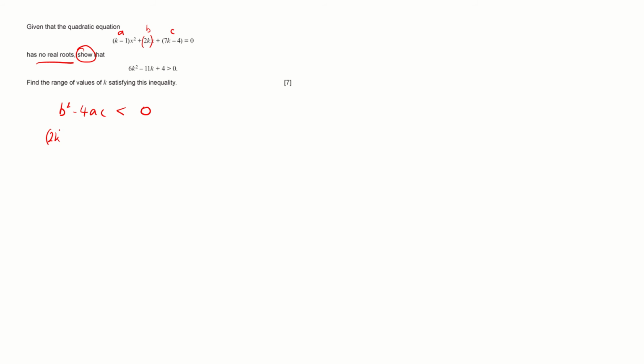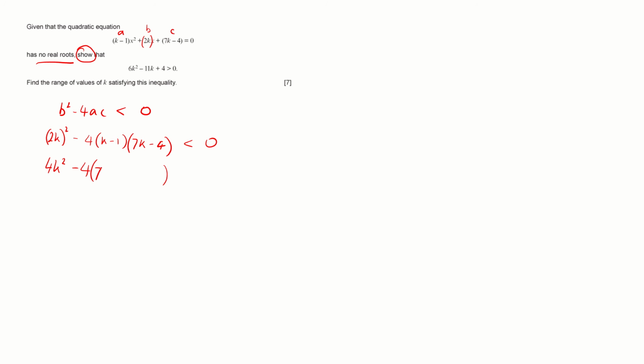So we have 2k in for b squared, take away 4 times a, which is k minus 1, times 7k minus 4 for c, is less than 0. So simplifying some of that. This all squared, don't forget to square the 2 as well, to give you 4k squared. Take away 4 times. Now, I'm going to expand just the double brackets, and I'll deal with that minus 4 in a moment. So just the double brackets.